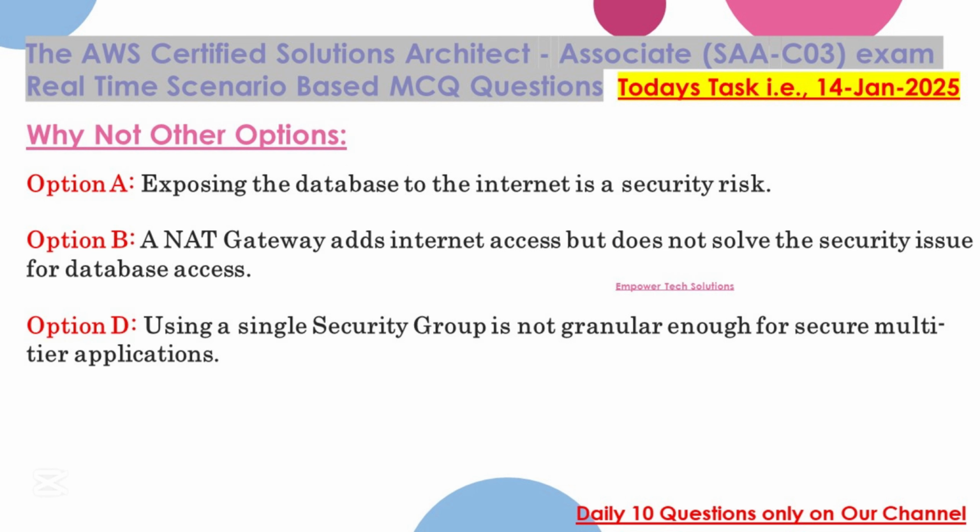Why not other options? Option A, exposing the database to the internet is a security risk. Option B, a NAT gateway adds internet access, but does not solve the security issue for database access. Option D, using a single security group is not granular enough for secure multi-tier applications.